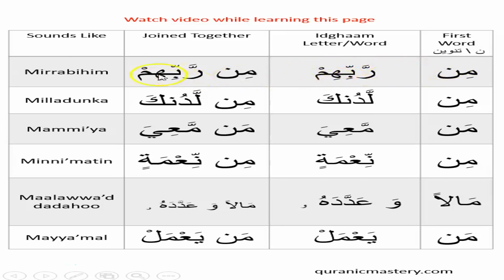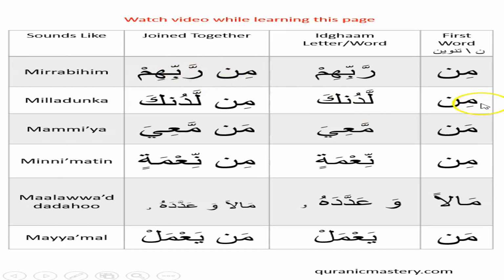So we can say that this is mir rabbihim. All right, so we can see that it sounds like this. Mir rabbihim, we take this kasra and it goes straight into the ra. We do not say the noon at all.